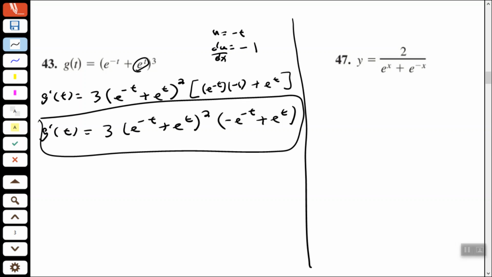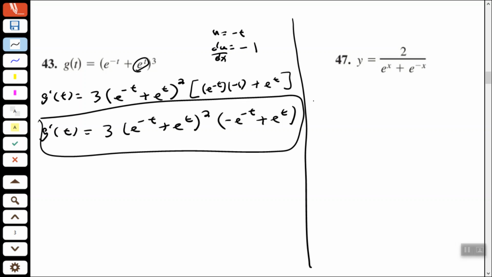All right, what about number 47? We have y equals 2 over e to the x plus e to the negative x. So what rule do we need to use to find that derivative? Right, the quotient rule. So we have low d high minus high d low over low low.